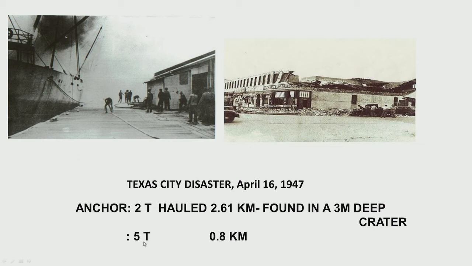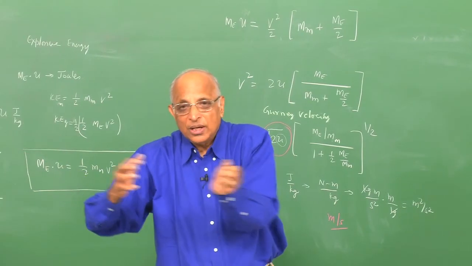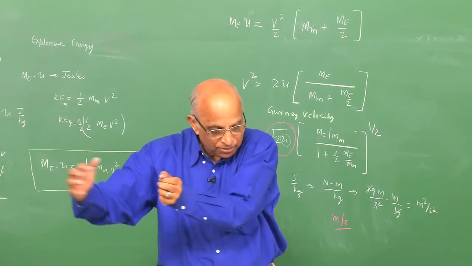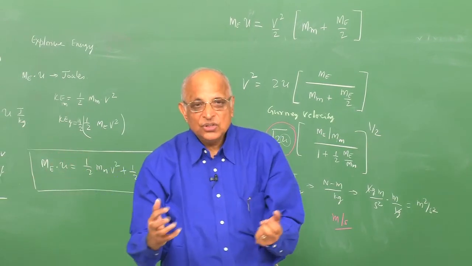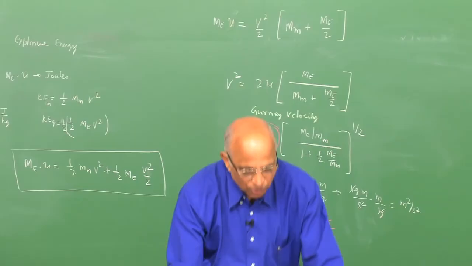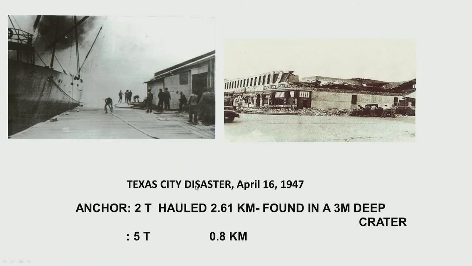The main anchor, which was 5 ton, was hauled over a distance of nearly 1 kilometer. Mind you, a huge massive object being pushed over a distance of something like 1 kilometer away, or something like 3 kilometers away. This is the type of havoc which an explosive can cause. I just took this example because it illustrates the type of effects due to the missiles.